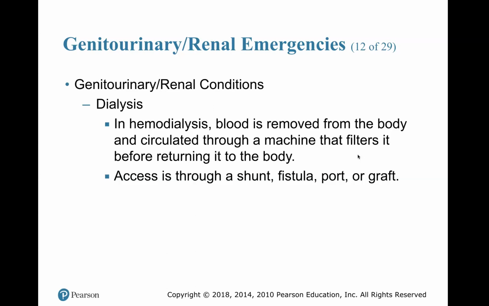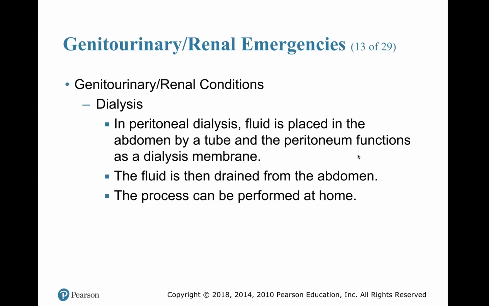Dialysis. In hemodialysis, blood is removed from the body and is circulated through a machine that filters it before returning to the body. Access through a shunt, fistula, port, or graft. In peritoneal dialysis, fluid is placed in the abdomen by a tube, and the peritoneum functions as a dialysis membrane. The fluid is then drained from the abdomen. The process can be performed at home.